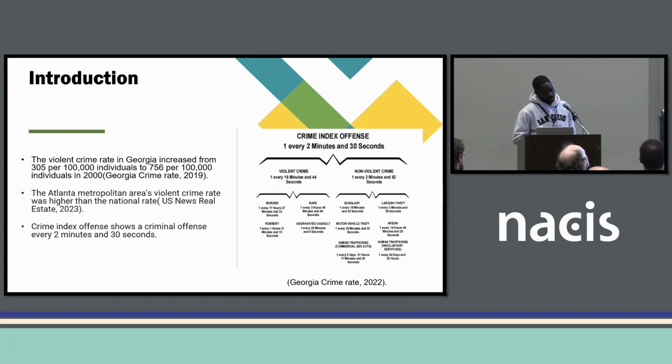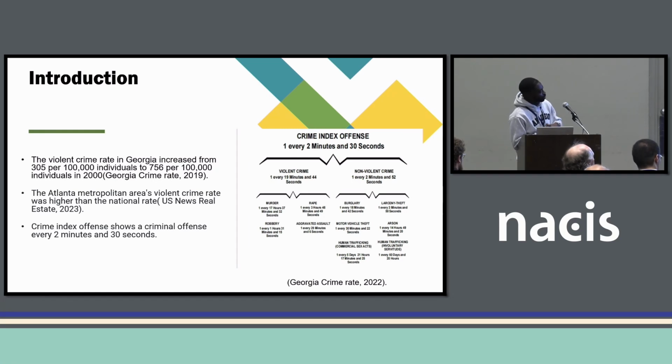In 2000, the violent crime rate in Georgia increased from 305 per 100,000 people to 756 per 100,000 people. And then U.S. News Real Estate, the news that tells you how safe or unsafe a particular area is, reported that the Atlanta metropolitan area crime rate was higher than the national rate in 2003.